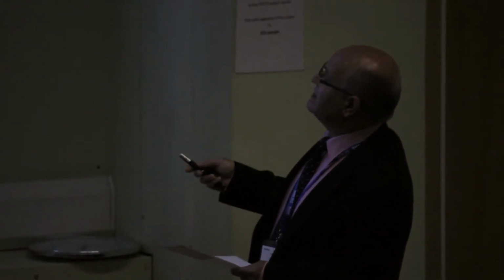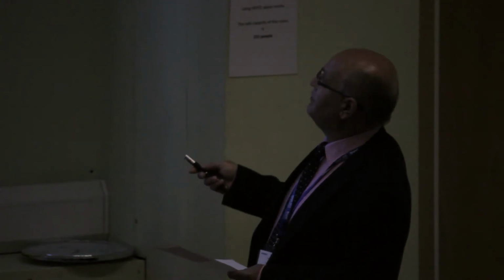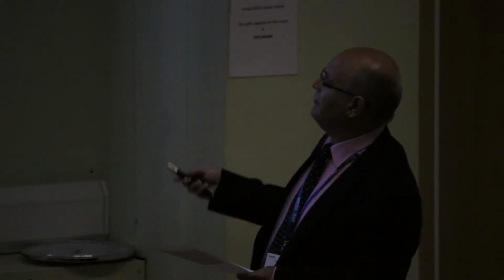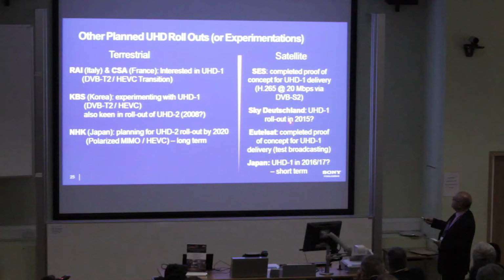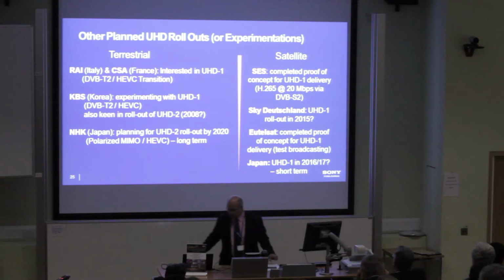SES, again in the satellite market, have completed a proof of concept for UHD1 delivery. What they've done is use H.265 at 20 megabits per second. In fact, they have test broadcasting. Sky Deutschland is interested in a UHD1 rollout in 2015. Eutelsat completed a proof of concept of UHD1, and they also have test broadcasting. So a lot is happening, or a lot would happen soon.